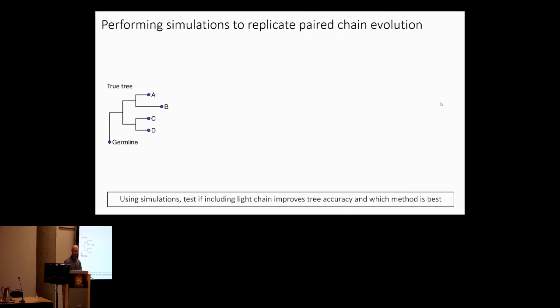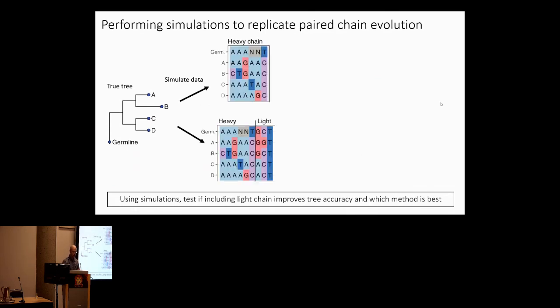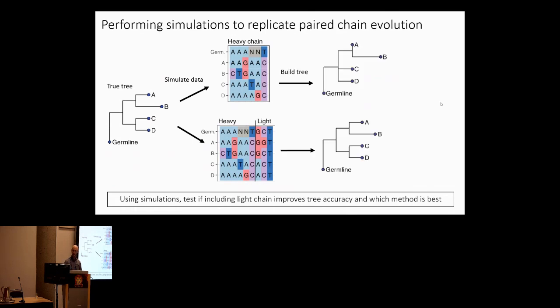So we start with true trees that were simulated through a model of B-cell mutation and selection. We use those trees to simulate sequence alignments of just a heavy chain or a heavy chain plus a light chain. And then we can use those alignments to build trees and compare them to the true tree. We can also use these alignments to test which methods best perform when we have paired heavy and light chains.